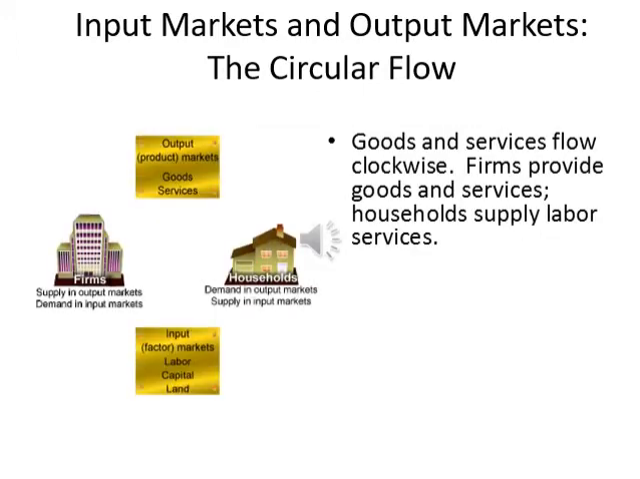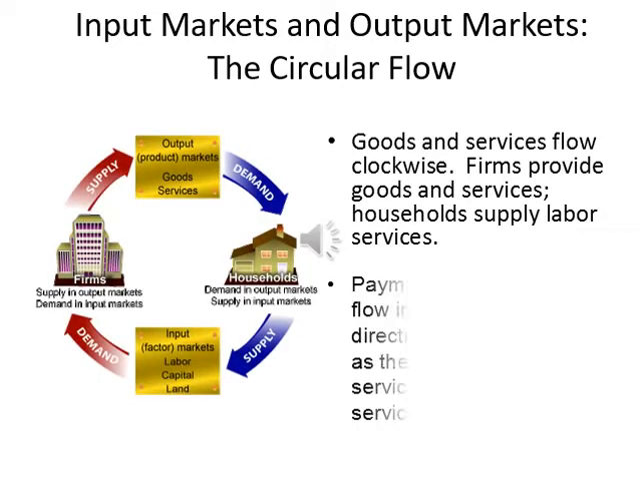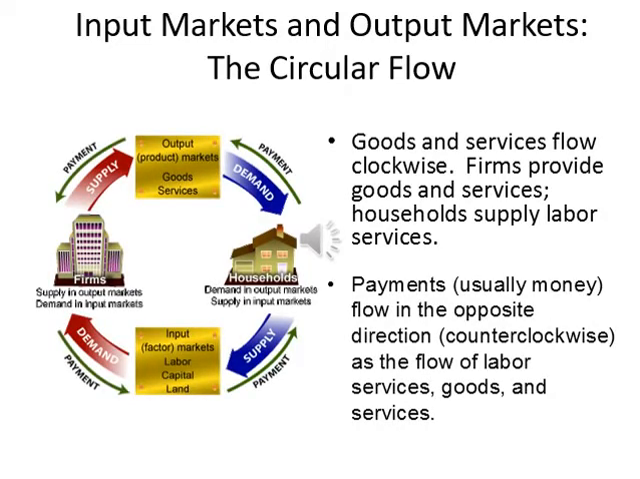In the circular flow diagram, goods and services flow clockwise. Firms provide goods and services, households supply labor services. Payments, usually money, flow in the opposite direction, counterclockwise, as the flow of labor services, goods, and services.